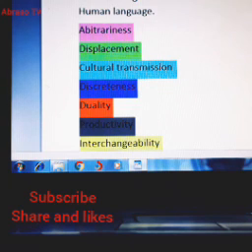Another thing is discreteness. When you talk about discreteness, the sounds in human language are meaningful and distinct. For example, the word bed and the word bad differ from each other only in one vowel sound.